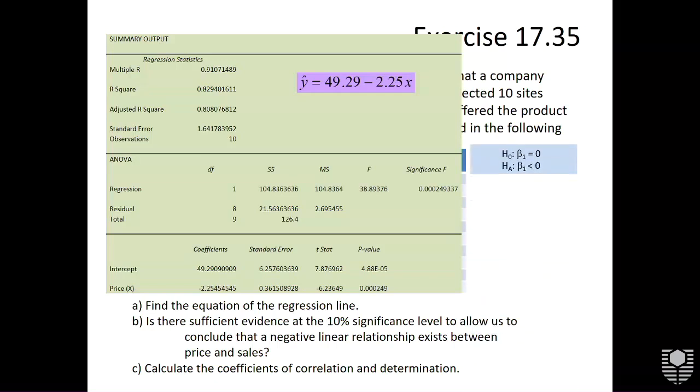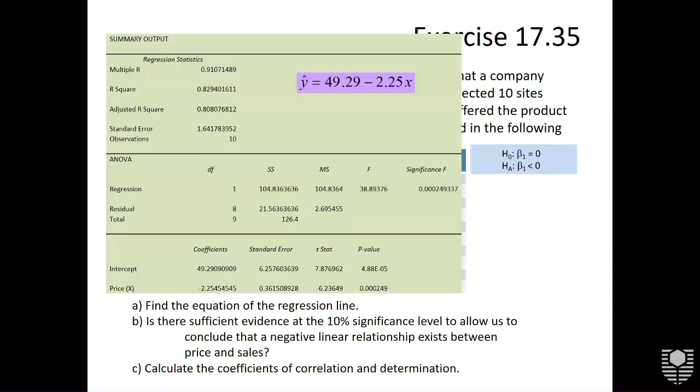Okay, sorry. What's the second requirement? Is there sufficient evidence, at the 10% significance level, to allow us to conclude that a negative linear relationship exists between price and sales? So what you have to do is test the hypothesis. Here is the hypothesis testing. So, what's the hypothesis, if you remember from last week?